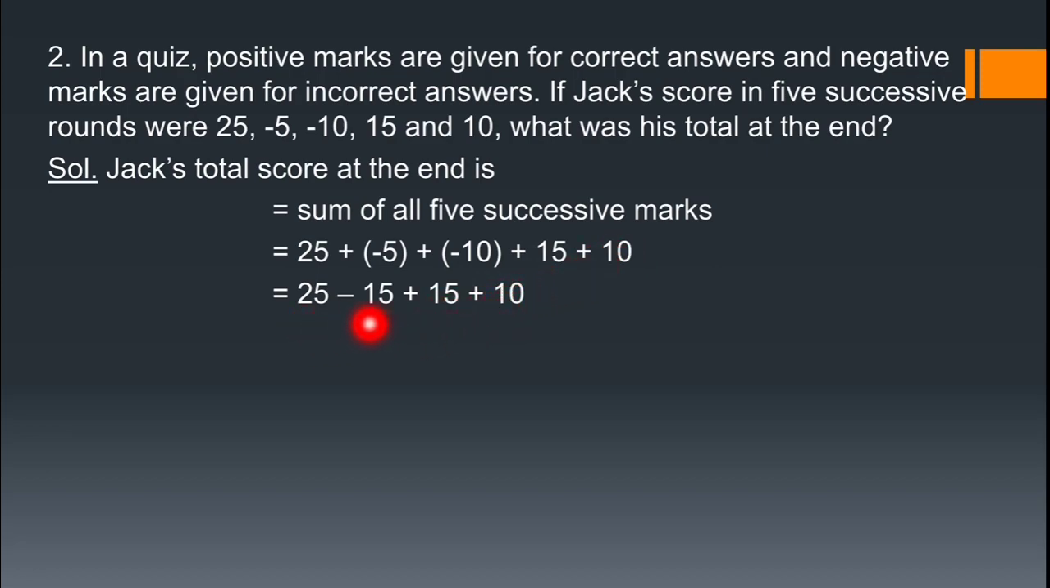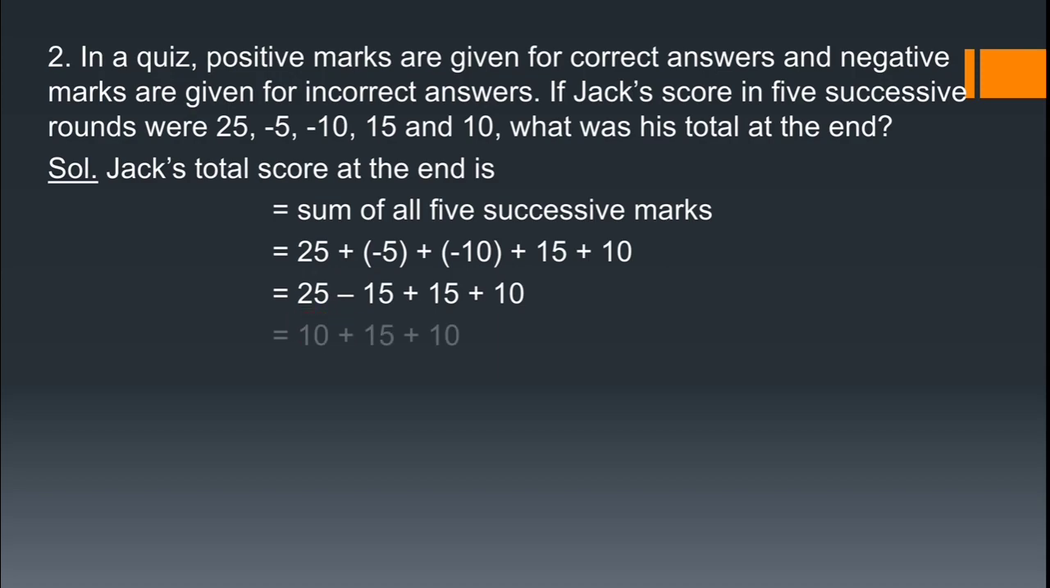Now after this you can see 25 is a positive integer and minus 15 is a negative integer. It means we are adding two integers having opposite sign. Then we take the difference of these two numbers, that is we subtract 15 from 25. So what will be the outcome? 10. And the sign will be the same as the given larger number has. 25 has a positive sign, so the resultant 10 will also have a positive sign.